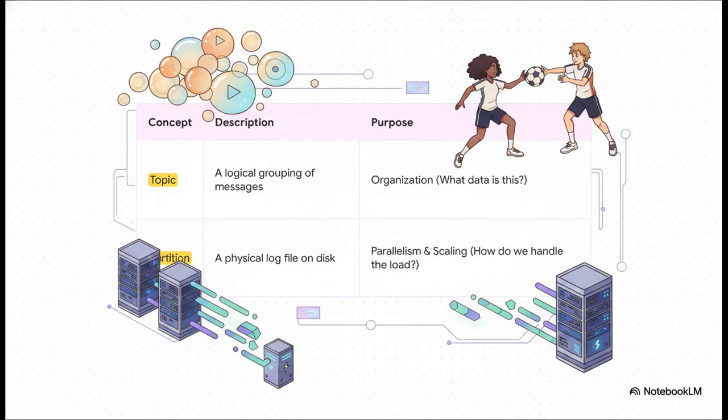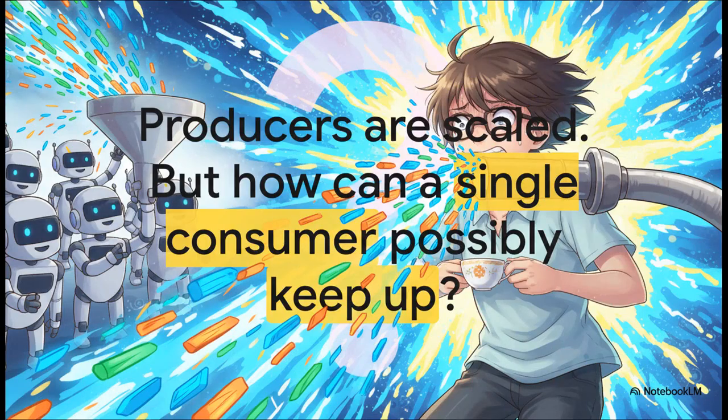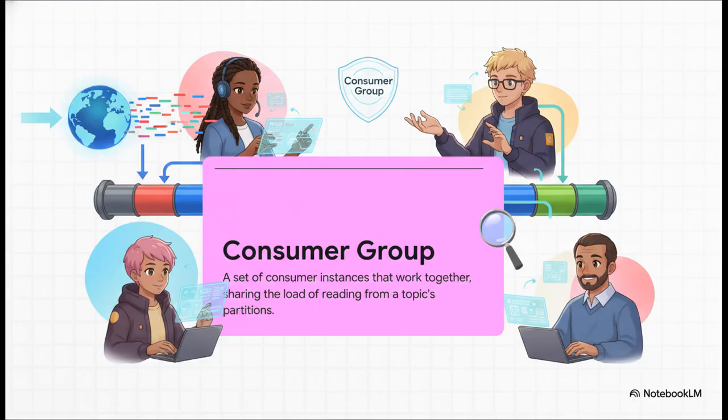So let's be crystal clear. A topic is just a logical label for organizing your data, like soccer. A partition is the physical log on a server that actually stores the data and allows you to handle that massive scale. We've solved the producer scaling problem and the ordering problem, but now we have a new bottleneck. With thousands of events pouring in, our single website consumer is like someone trying to drink from a fire hose. Just can't keep up. The solution here is the consumer group.